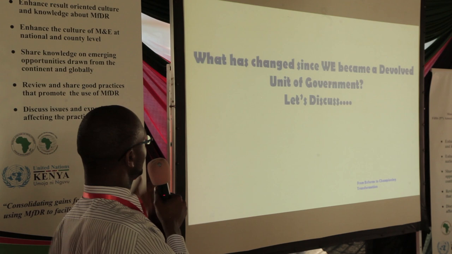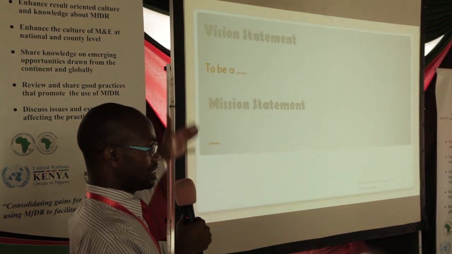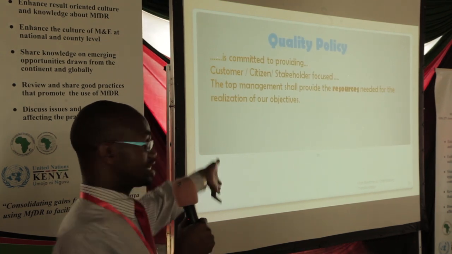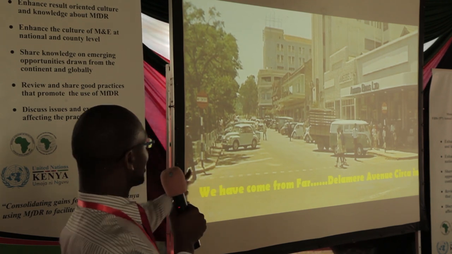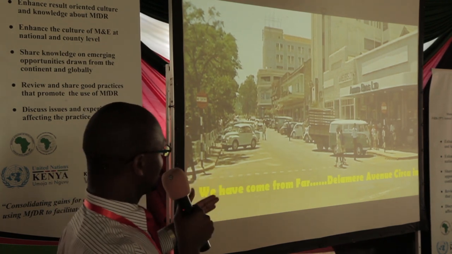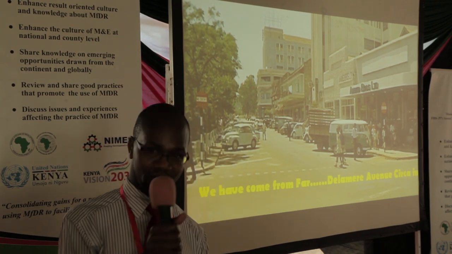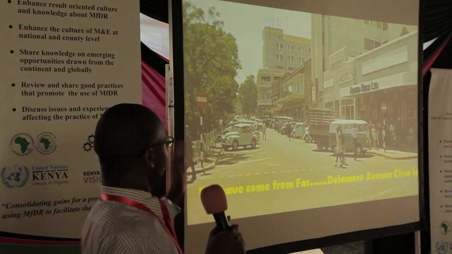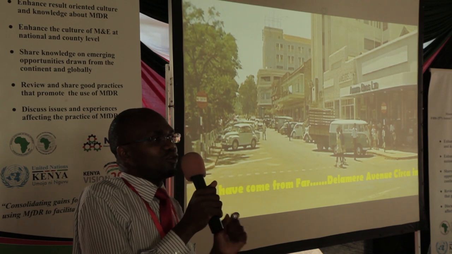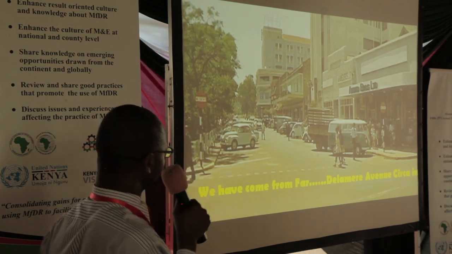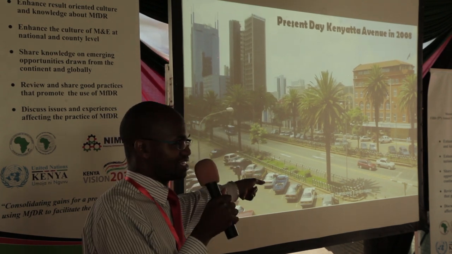Let's move on again. There are challenges that need to be dealt with. You need to have a vision and mission statement. You need to have a quality policy. This is a place we have come from far as Kenya. Kenya as a country. This was the main avenue in Nairobi. I'm sure Kenyans will want to ask themselves, which street is this? But because I do not want us to strain ourselves, let's move and see which street that is. That is the present day Kenyatta Avenue in 2008. That's how it looked like.